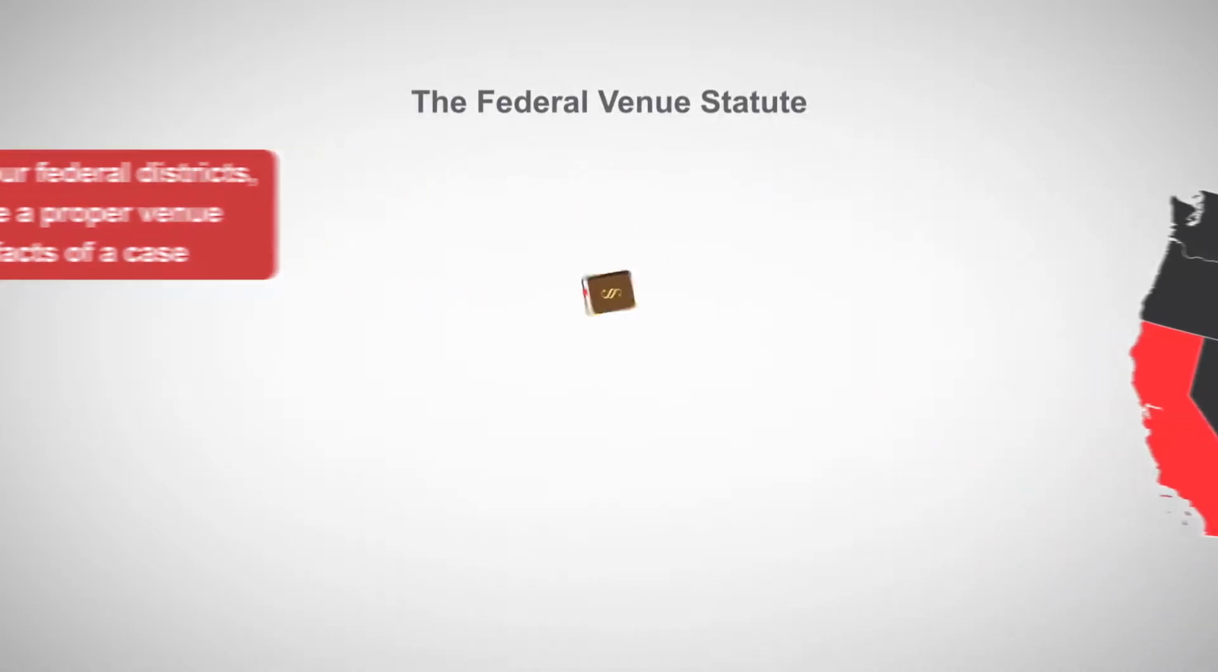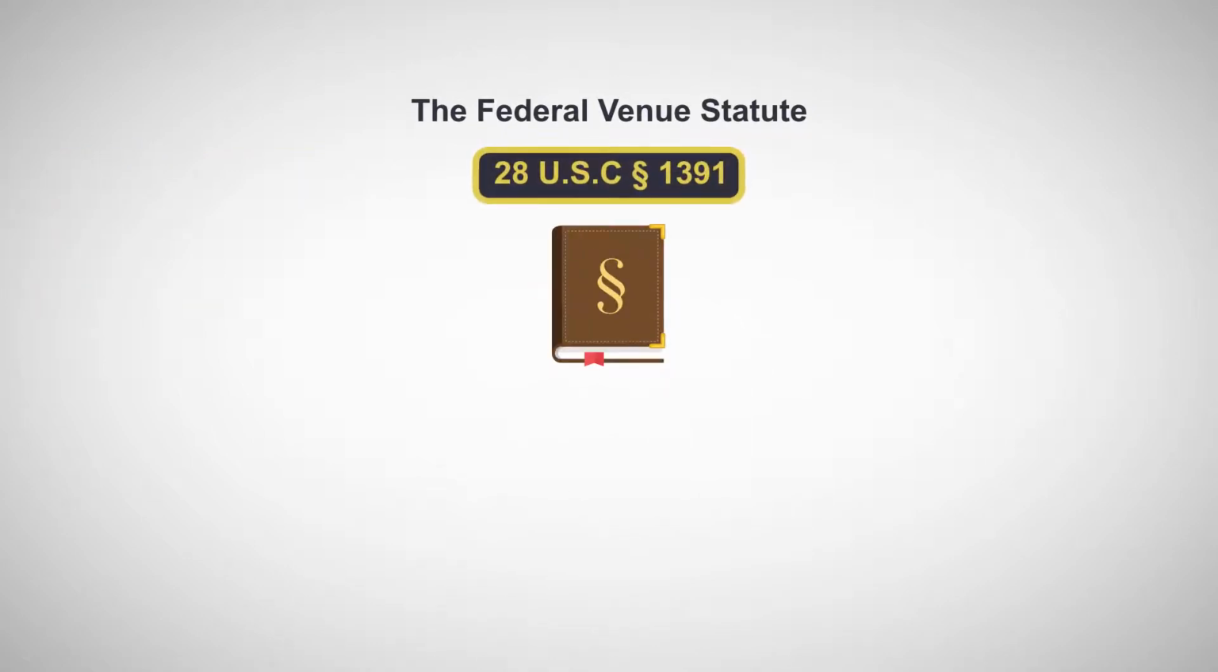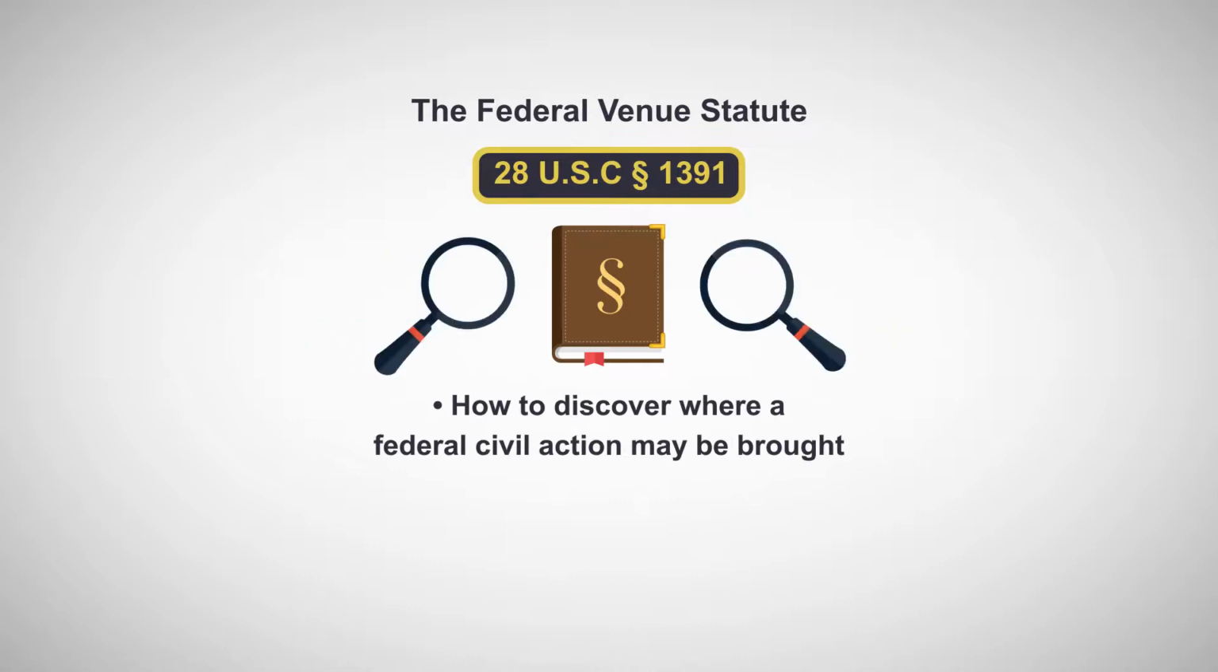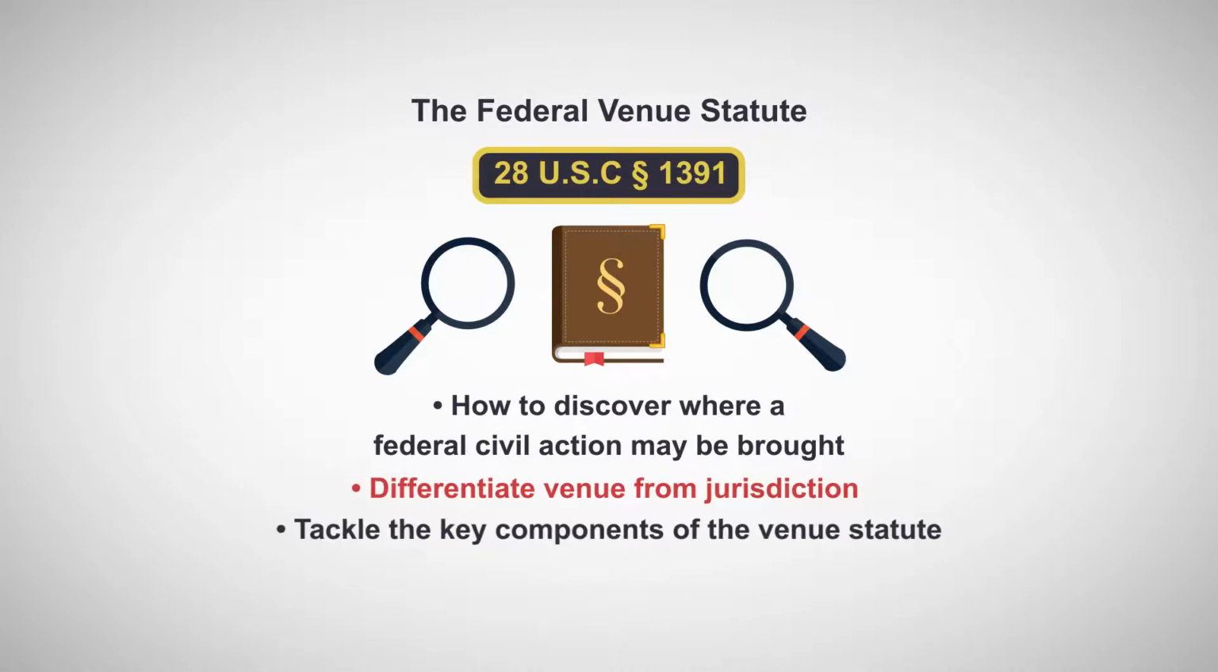We will explore the federal venue statute, 28 U.S.C. 1391, and will discuss how to discover where a federal civil action may be brought. Additionally, the presentation will differentiate venue from jurisdiction and will tackle the key components of the venue statute.